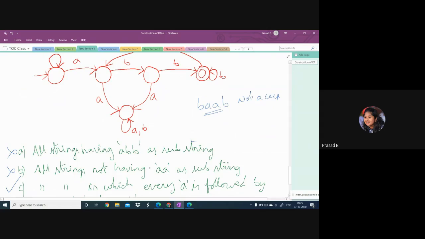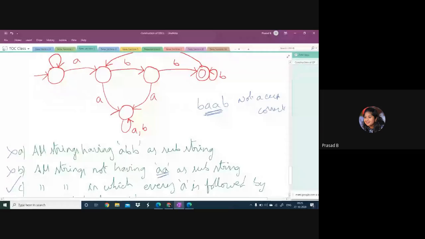Suppose according to this second statement, AA is not there, it will be accepted. Suppose AA is there, it will be rejected. So let us check this one. As per the second option, it is having AA, so it should not be accepted. So this is B. In this case, the statement is correct. According to the second statement, this machine accepts all strings if that string is not having AA. That is the meaning. So I am taking another string which is not having AA.